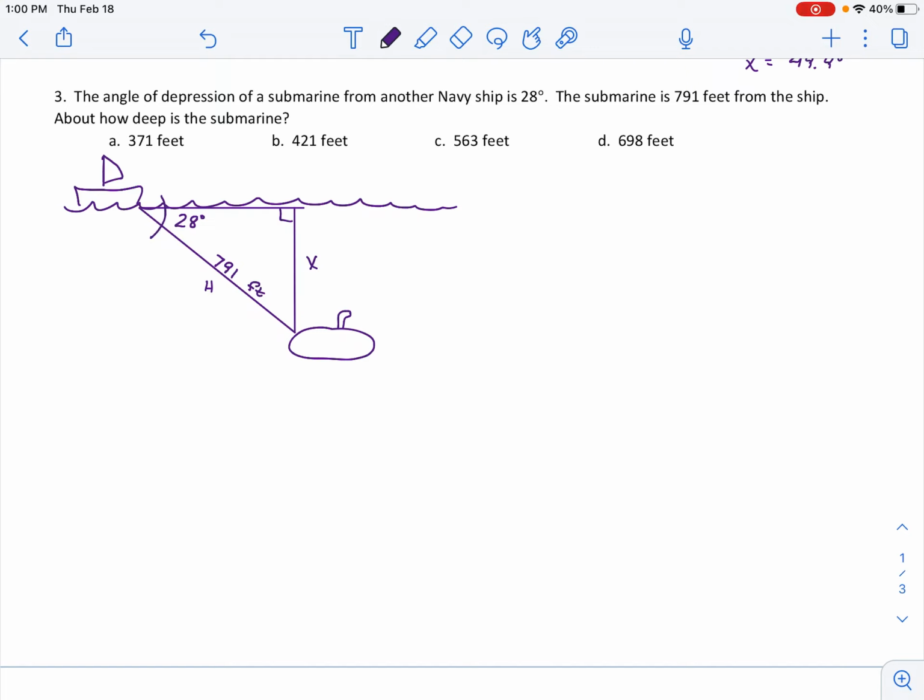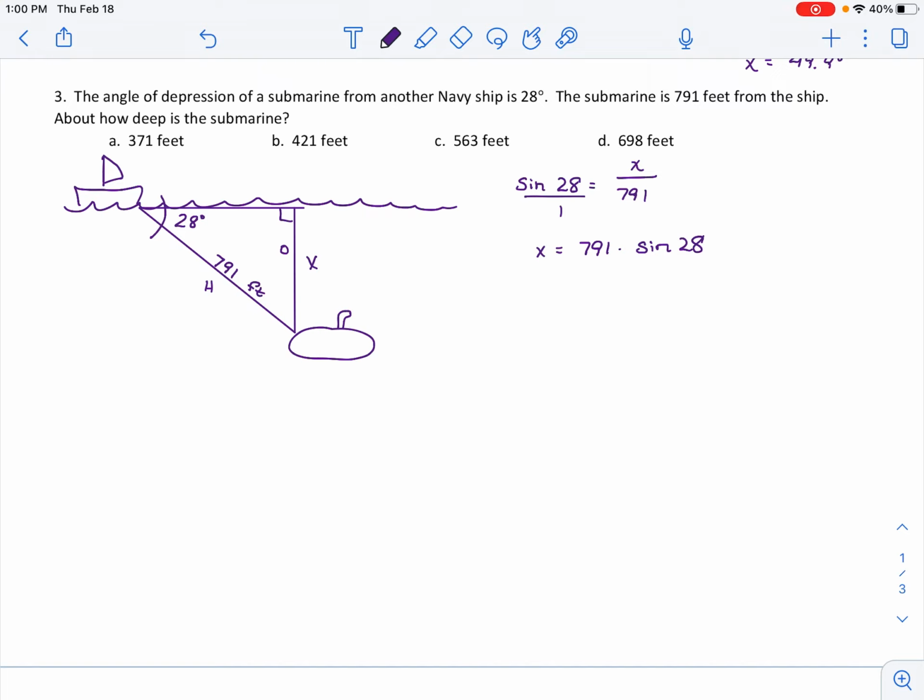And of the two legs making the right angle, the only one I'm using is the one that's across from my 28 degree angle, which means I have O and H. We're actually going to get to write a sine ratio. So I'm going to say sine of my angle is equal to the opposite leg over the hypotenuse. Now this time, X is actually over in my fraction, so I'm going to cross multiply. X times 1 will be set equal to 791 times the sine of 28.